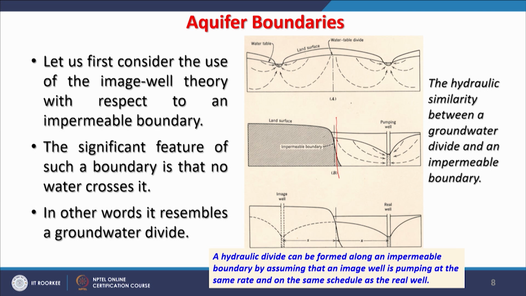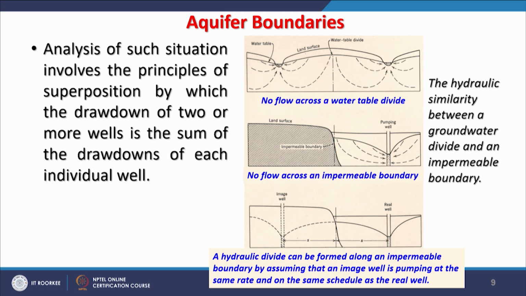So, here we are imagining that there are two wells, the boundary is there. So, in this B figure, in place of that, we are having now a boundary. So, this image well theory is working, and now we are having an image well which is shown in dotted lines that tells how the behavior of aquifer will happen, though it is impervious. So, the hydraulic divide can be formed along an impermeable boundary by assuming that an image well is pumping at the same rate and the same schedule as the real one, and therefore, these two cones of depression would be there, one is imaginary, one is the real one.